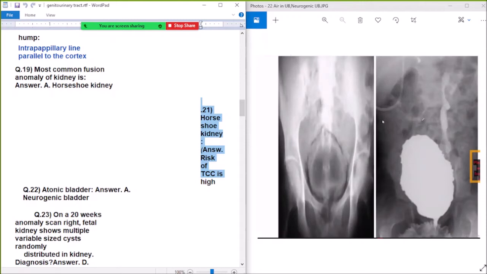Question number 22. Atonic bladder, answer is neurogenic bladder. Atonic bladder is neurogenic bladder.